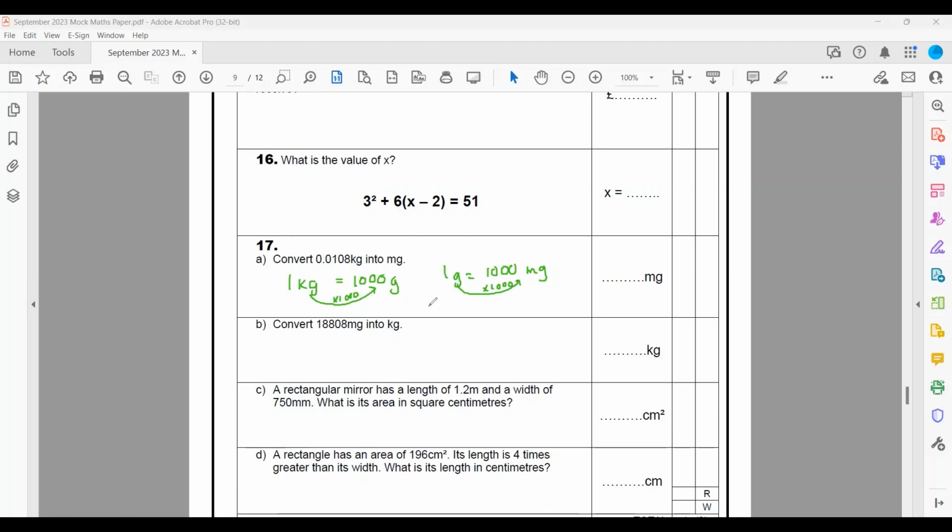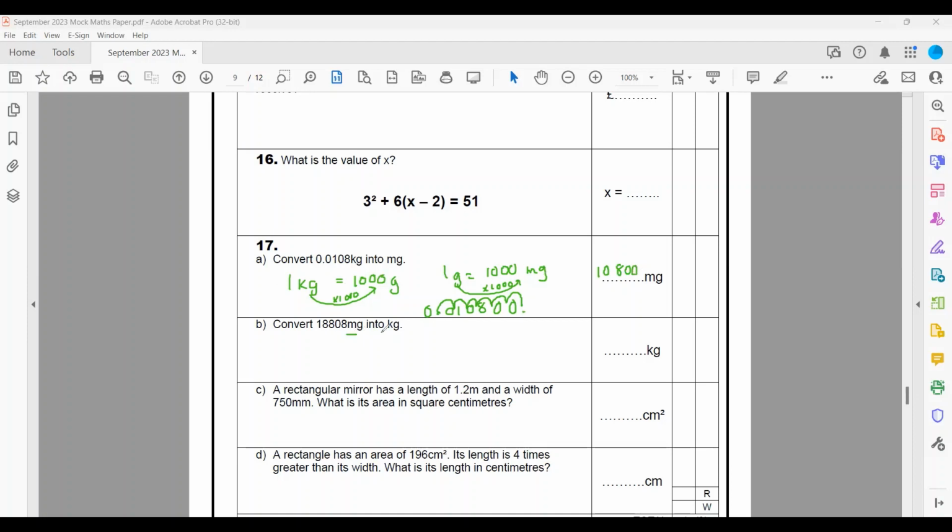So I would rewrite the number here, 0.0108. And I'm going to move the decimal point forward 6 places because I'm multiplying. So 1, 2, 3, 4, 5, 6, decimal point lands there. And I can fill in my placeholder zeros here. And we have 10,800. So copy that over carefully, making sure you've got the correct number of zeros.